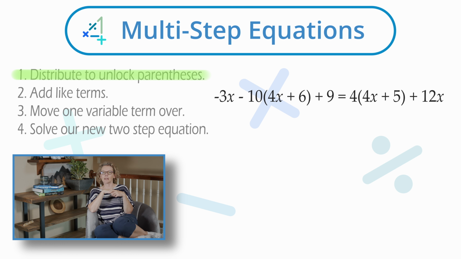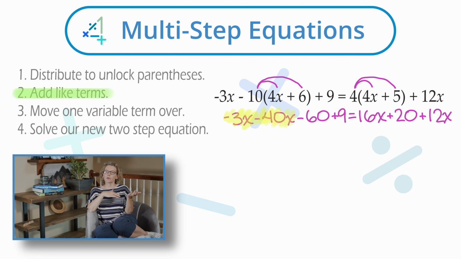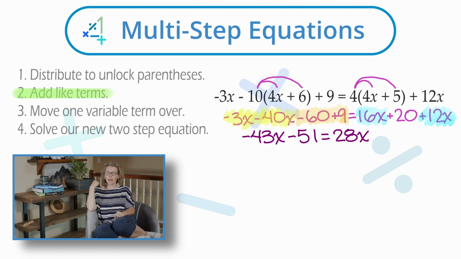So -3x plops down. The -10 times 4x is -40x. And -10 times 6 is -60. Plus 9. Equals 4 times 4x, 16x here, 4 times 5 is 20 here, plus that 12x. Next, add our like terms. -3x minus 40x is more negative for -43x. -60 plus 9 is -51. On the other side, we have 16x plus 12x for 28x, and the 20 is just copied down.